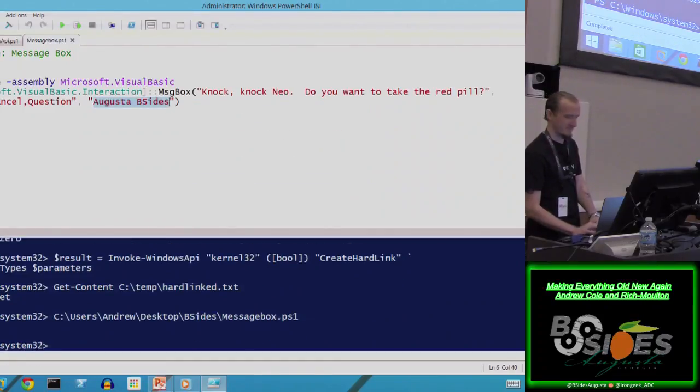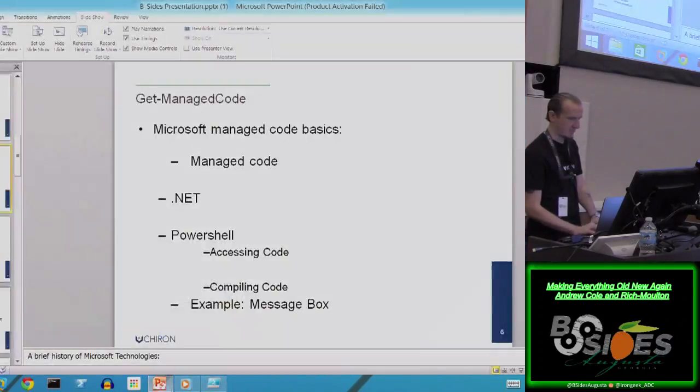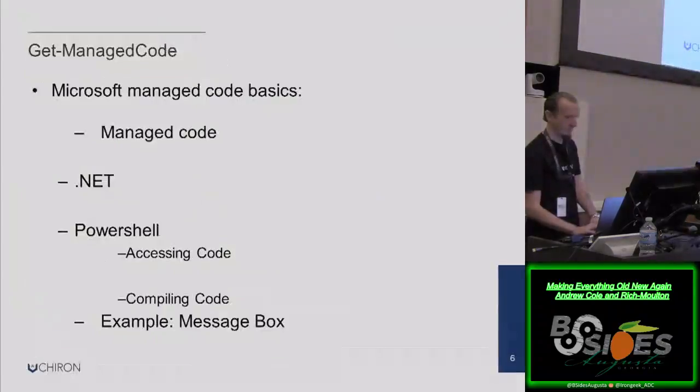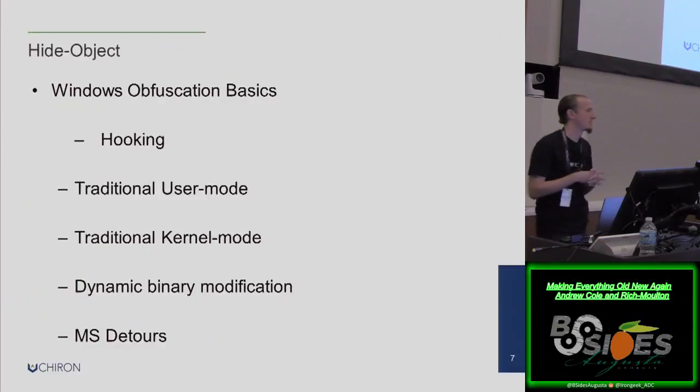Alright. So that, in a nutshell, is how to access managed code from the box. So far, we've shown you how to access the Win32 API. We've shown you how to access managed code from PowerShell. Next, we'll begin to talk about how you can use this to hide files, processes, registry entries, and what's the other one? Oh, network connections.